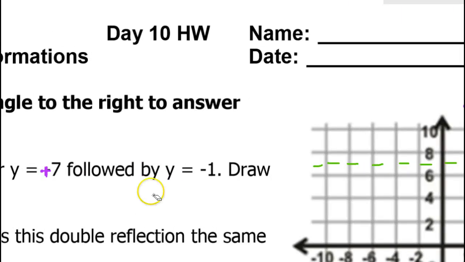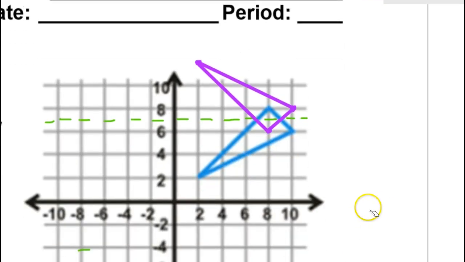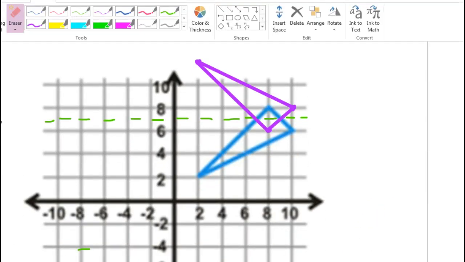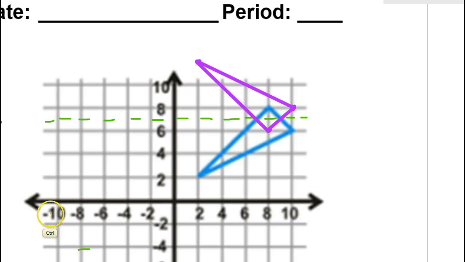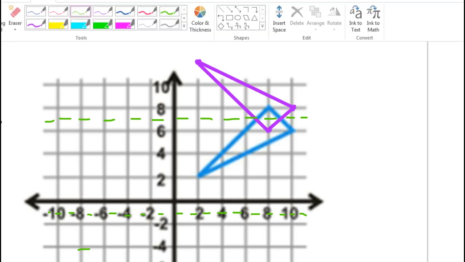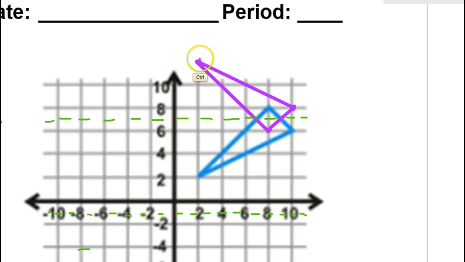Now we need to do a reflection over the line y equals -1. The line y equals -1 is going to be a horizontal line at -1. So again, that's going to be between these lines. All right, it's in the middle because they're counting by 2's. Okay, so now let's take our purple triangle and do this reflection. Okay, let's start with this point right here.